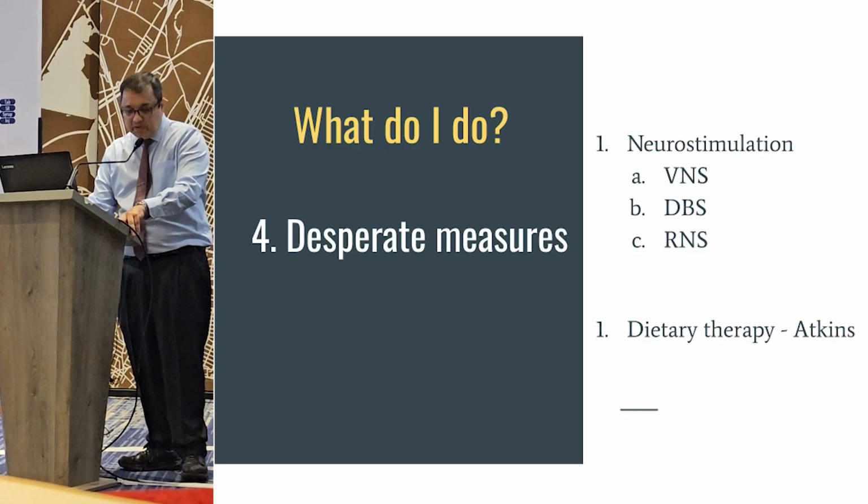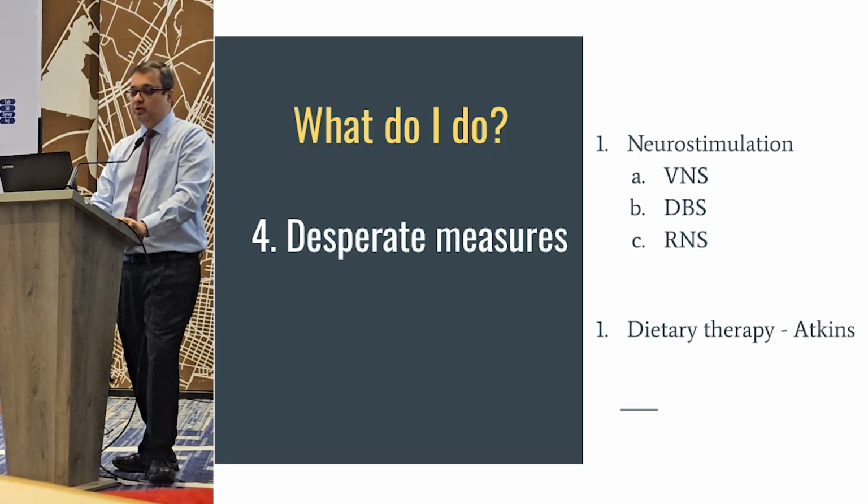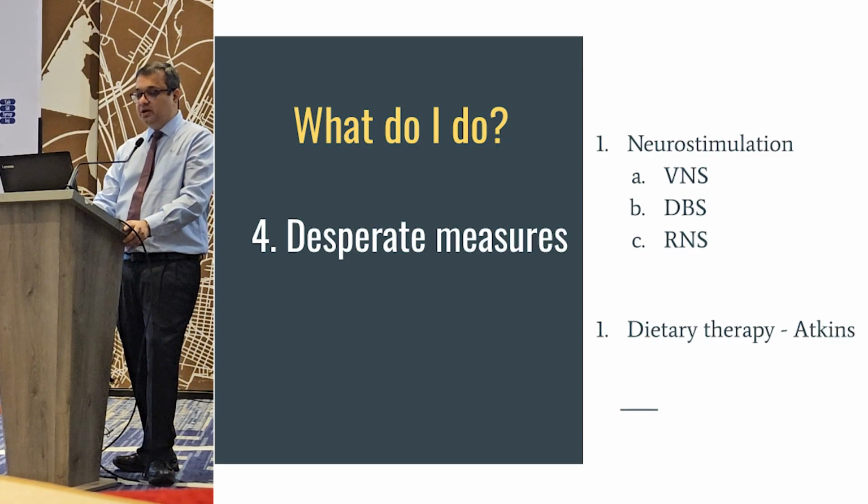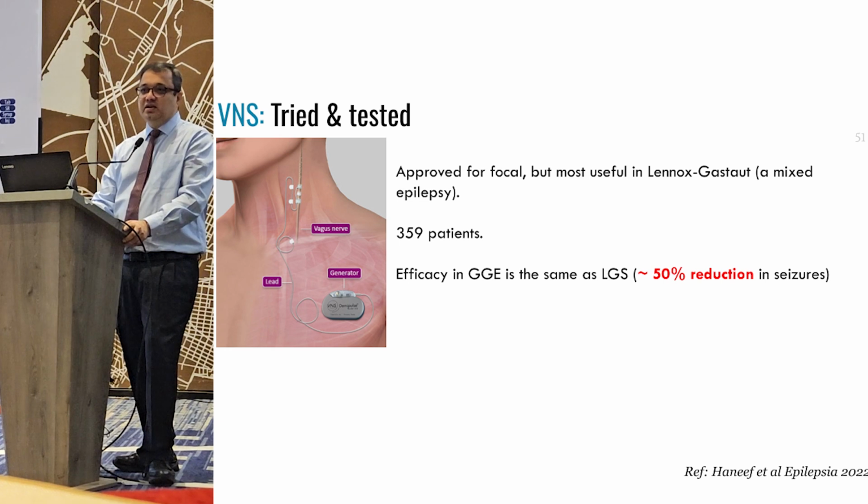In terms of desperate measures, if nothing else works, what do we do? We can think about neurostimulation nowadays and diet. So in terms of neurostimulation, VNS, as all of us know, decreases the risk of atonic drop attacks especially. And the efficacy in genetic generalized epilepsy might be the same as in Lennox-Gastaut syndrome.